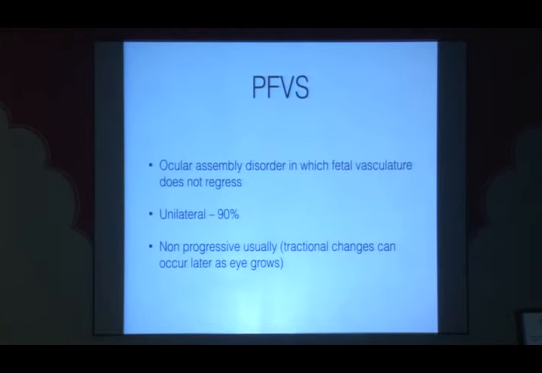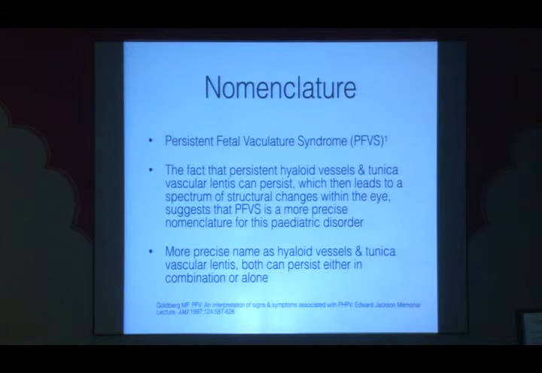And most of the time, what we see is non-progressive, but it can lead to progressive visual loss because of the tractional effects on either the anterior structures like the lens and the ciliary body, or on the retina. Initially this went by the term persistent hyperplastic primary vitreous, and later on Goldberg proposed this term to encompass all the changes and deformities, which include the hyaloid vessels as well as the tunica vasculosa lentis, and this is the more accepted terminology used nowadays.